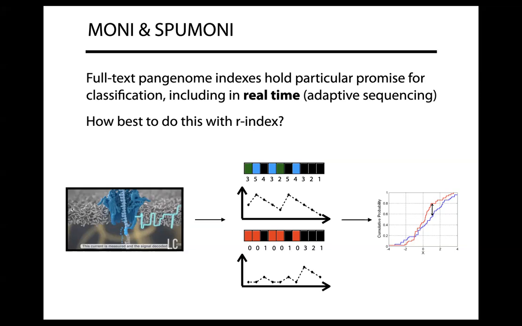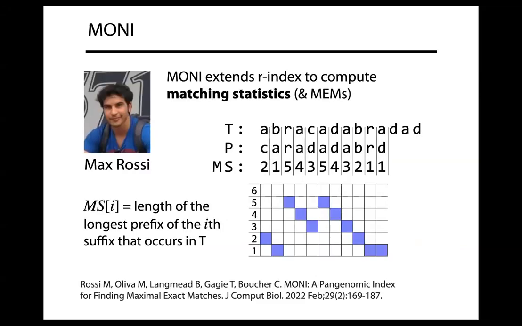And so the group was thinking about how do we do this with R-index? What's a good online algorithm that we can construct that's built on R-index that lets us solve problems like this? And Max Rossi, who was an excellent, at the time, postdoc who was working with Christina Boucher, he's now at Illumina, he developed an algorithm called MONI, which is able to compute something called matching statistics, which is something I learned about in Mihai's class when I was a grad student here, which in turn, from matching statistics, you can also compute MEMs, or maximal exact matches, very popular kind of thing to want to compute in sequence similarity problems.